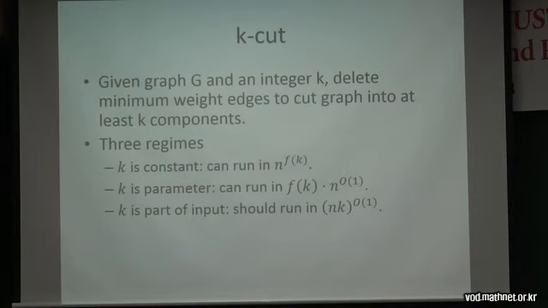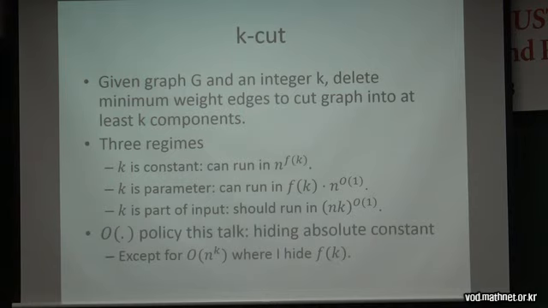Okay? And then the third regime, which is most restrictive, is where we say that K is a part of the input. So the algorithm should be purely polynomial. Okay? It has to be polynomial in both n and K. In this case, K is at most n, so actually we can say that it's polynomial in n.